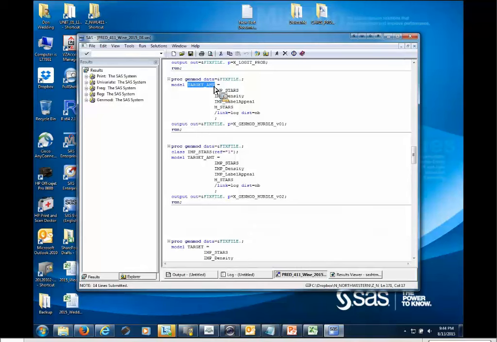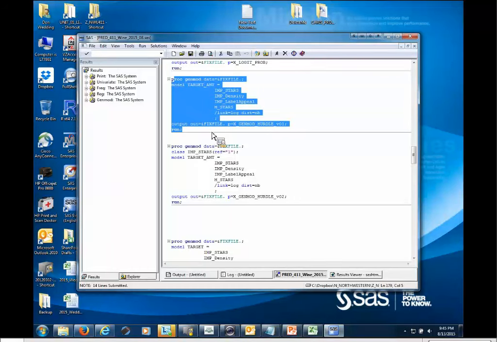And what I simply did here was I built a proc GenMod, and I decided to use negative binomial here. I could have just as easily done a Poisson model, POI. It could have been either one, it didn't matter. So I built that one.